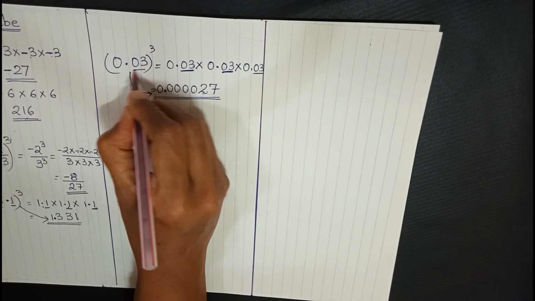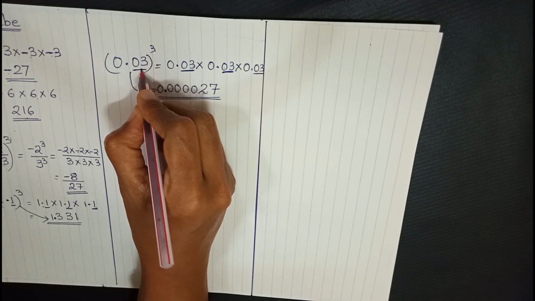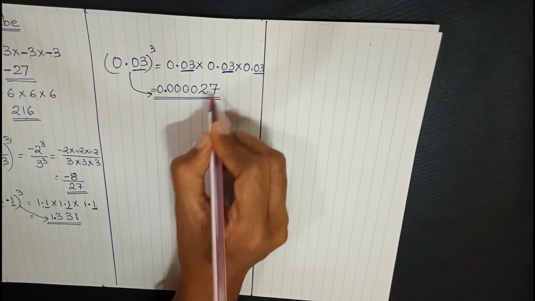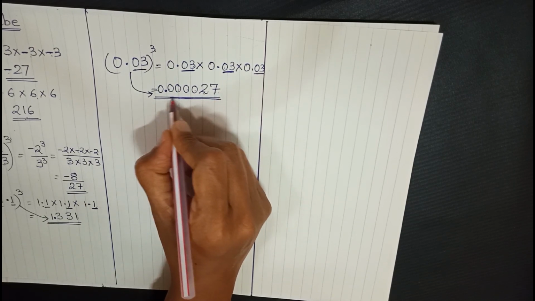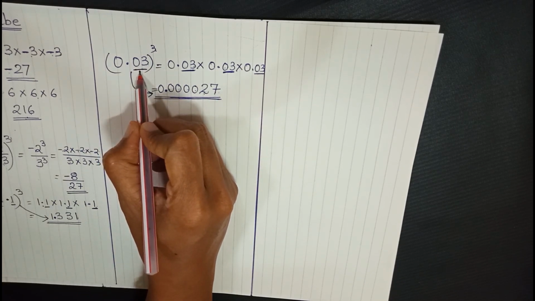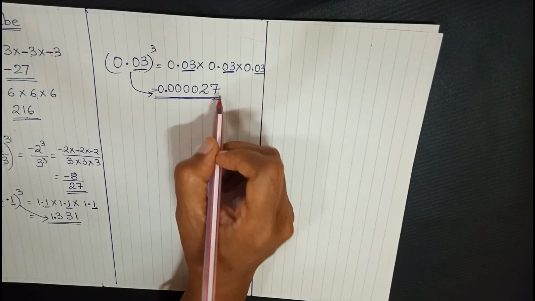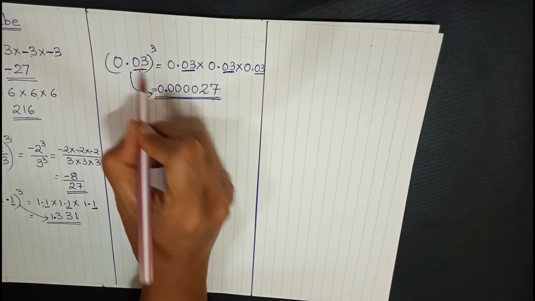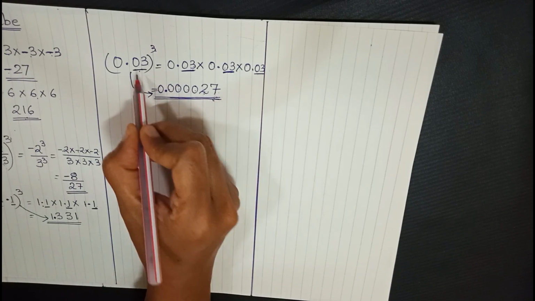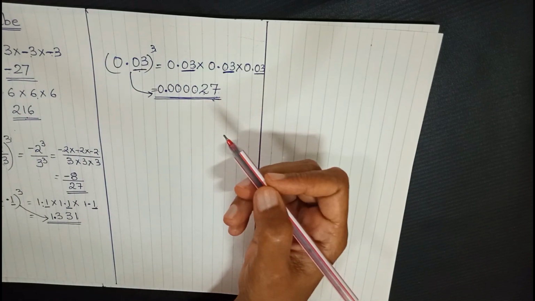Now you can check out from here also. How many digits after the decimal? 2. And we have to find out a cube. So 3 times. 2 into 3, 6. So 1, 2, 3, 4, 5 and 6. So the number of digits after the decimal should be 3 times that is present in the number, right? This is the cube of 0.03. So this cube should have 3 times more digits after the decimal than were already present in the number. So this is how we find out the cubes.